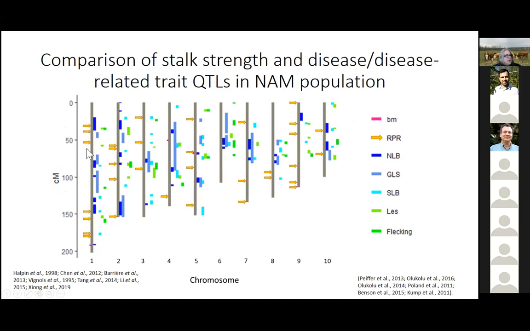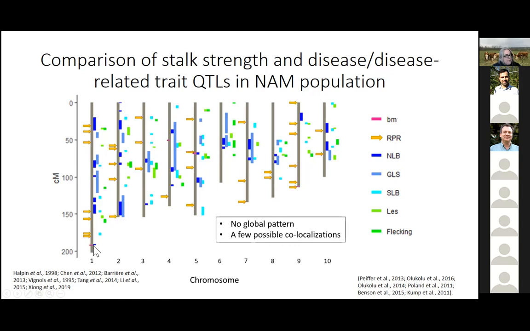So in the brown, you've got where the QTLs are for stalk strength. The dark blue is northern leaf blight, the light blue is gray leaf spot and southern leaf blight, and the greens are flecking and lesion mimic. And in the pink along the genome is where the locations are for the brown midrib genes. Okay, so what does this mean? When you look at this, there is really no global pattern. It's not like there's something under everything. Not every brown midrib gene has a QTL for stalk strength and northern leaf blight, but there are a few possible co-localizations.